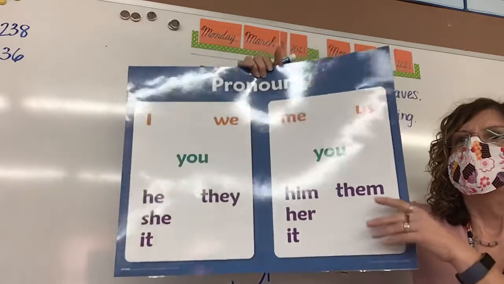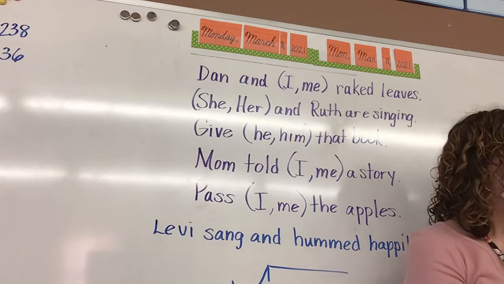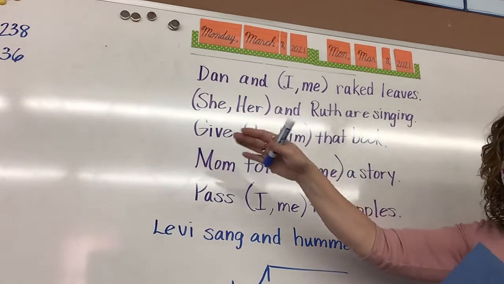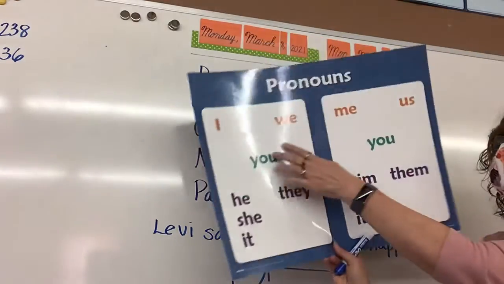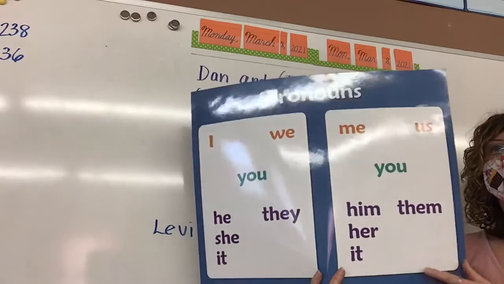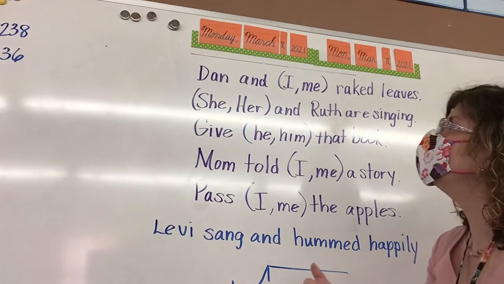So, we're going to divide these sentences between the subject and the predicate part, and if the pronoun is in the subject part of the sentence, we'll use one of the subjective pronouns. If the pronoun is in the predicate part of the sentence, we're going to use one of the objective pronouns.